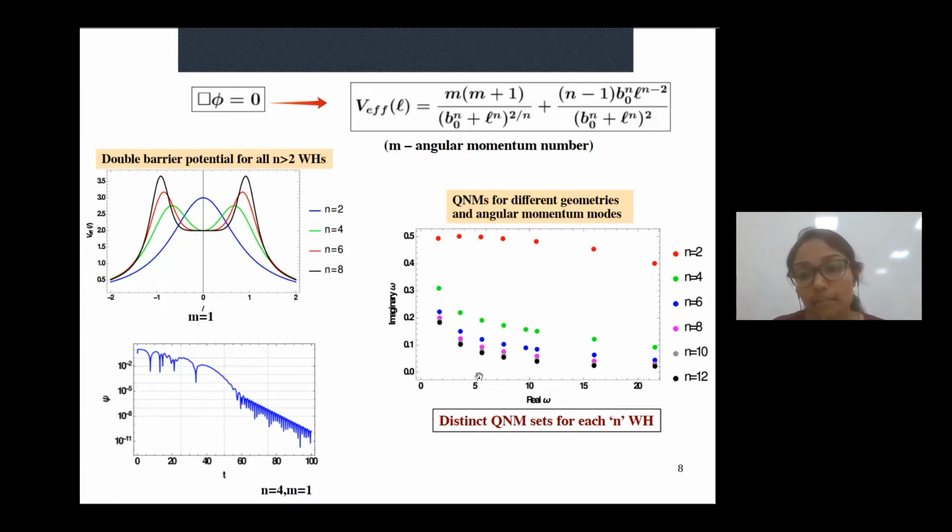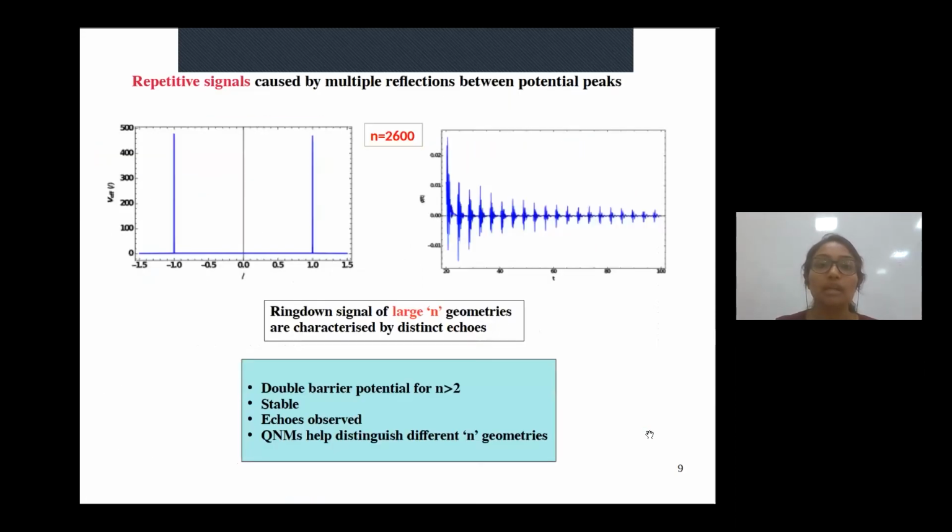Now, the plot on the right shows the distinct sets of quasi-normal modes present corresponding to different geometries. Hence, we get distinct quasi-normal modes which are scalar in origin and correspond to different n values. Since it is a double barrier potential, obviously the signal will get reflected, and these multiple reflections will produce a repetitive signal known as gravitational wave echoes, which can be seen distinctly in this time domain profile. If we take some arbitrarily large value of n equal to 2600, then the potential peaks are very sharp and narrow, producing these distinct echo profiles in the signal.